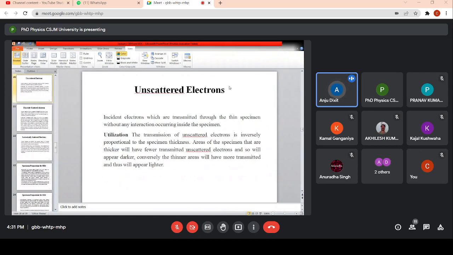Now some electrons are unscattered electrons. So incident electrons which are transmitted through the thin specimen without any interaction, or we can say the direct beam, which I have already shown you in the diagram, without any interaction occurring inside the specimen. So the transmission of unscattered electrons is inversely proportional to the specimen thickness. Areas of the specimen that are thicker will have fewer transmitted unscattered electrons and so will appear darker. Conversely, the thinner areas will have more transmitted electrons and thus will appear lighter.